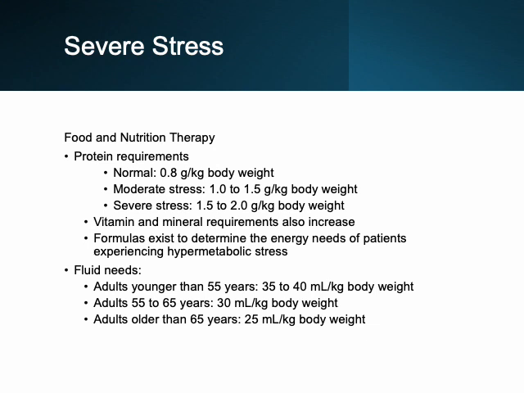Now, fluid requirements during these hypermetabolic states really depend on age and body composition as well. So for adults younger than 55, our fluid needs are calculated at a rate of 35 to 40 milliliters per kilogram of body weight. In adults between the ages of 55 and 65, they require a lower amount of fluid, so only 30 milliliters per kilogram of body weight.